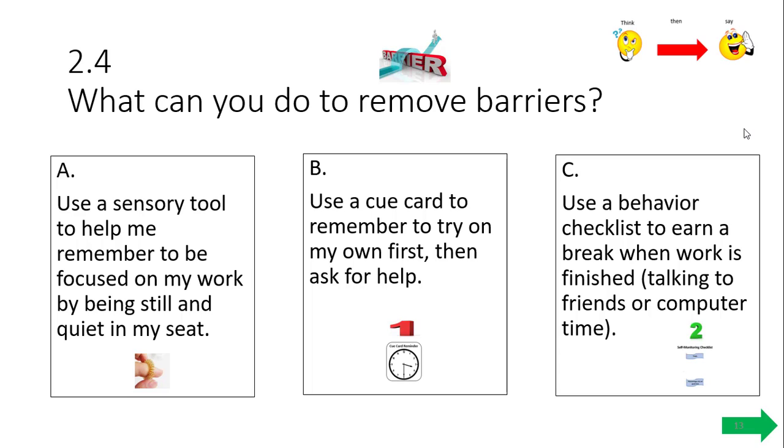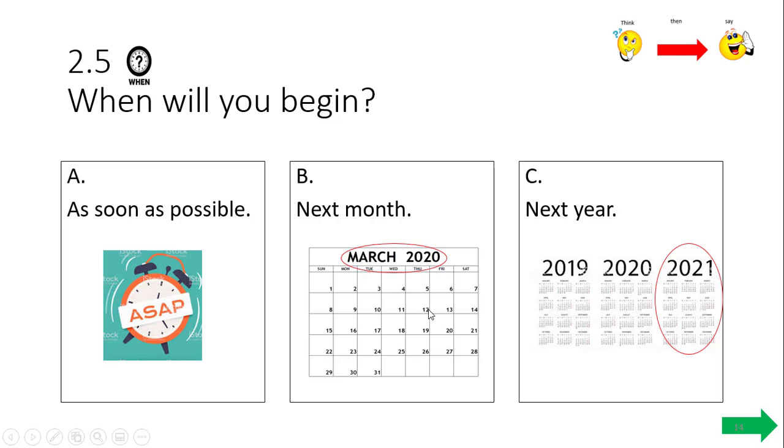So question 2.4, what can you do to remove barriers? Is it A, use a sensory tool, B, use a cue card, or C, use a behavior checklist? Isaiah, think about your answers. Make your selection now. Pointing to B. B is your correct answer. Remember, we're working on tool number 1, using a cue card tool.